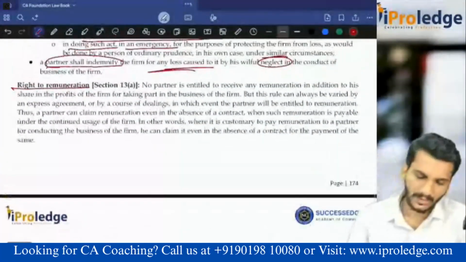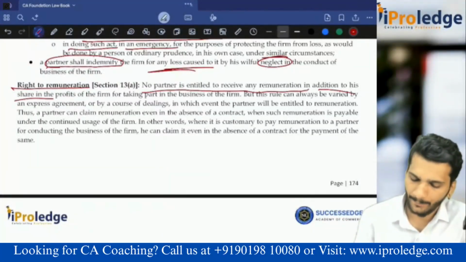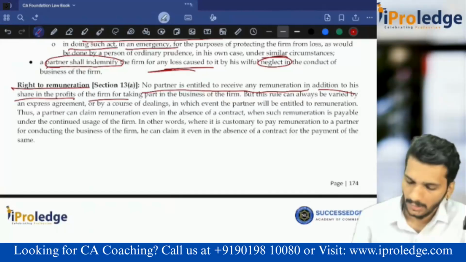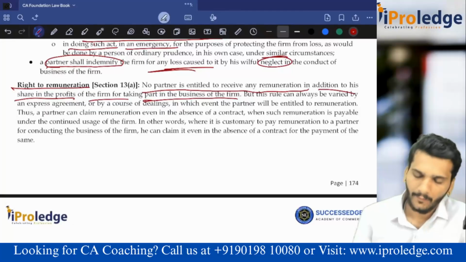See, there are two things. No partner is entitled to receive any remuneration in addition to the share of profits of the firm for the purpose of taking part in the business, unless there is an agreement, unless there is a contract. But when there is a contract, they can take.